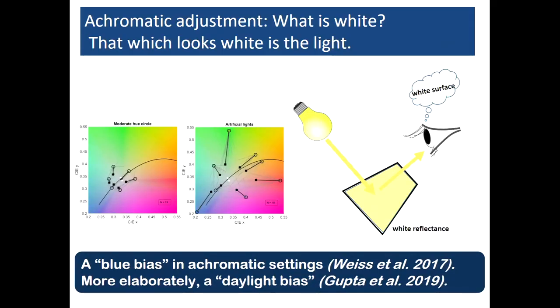And when we test a greater range of lights with a greater range of chromatic colors, we see the errors are larger, but they're all pointing towards the daylight locus. So there is a tendency to see daylight chromaticities as white, and more perfect color constancy when the light actually matches daylights.